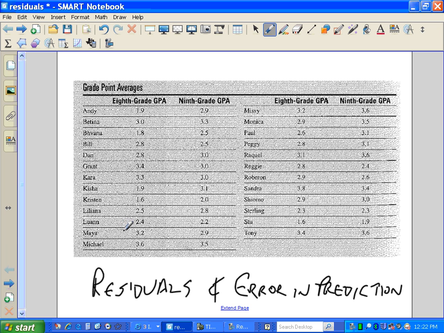Okay, so we've got a bunch of data about everybody from Andy on down through Tony, alphabetical order. So what they got in 8th grade versus what they got in 9th grade. And we want to come up with some sort of a model.